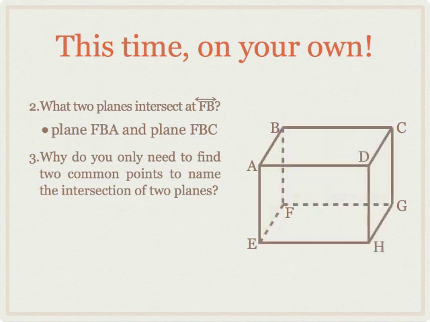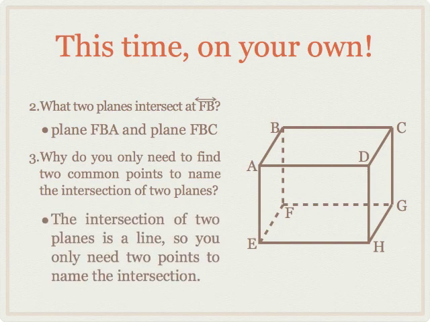Now, why do you only need to find 2 common points in order to name the intersection of 2 planes? To answer this, you just need to remember 2 postulates. The 2 planes, 1 line postulate, which says that the intersection of 2 planes is going to be a line, and the 2 points, 1 line postulate, which says that through any 2 points is 1 line. So therefore, you only need 2 points in common so that you can name the line.